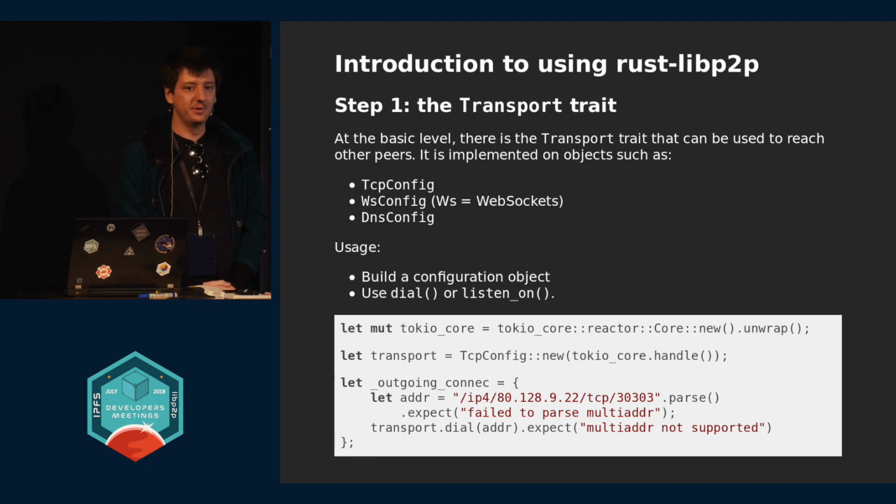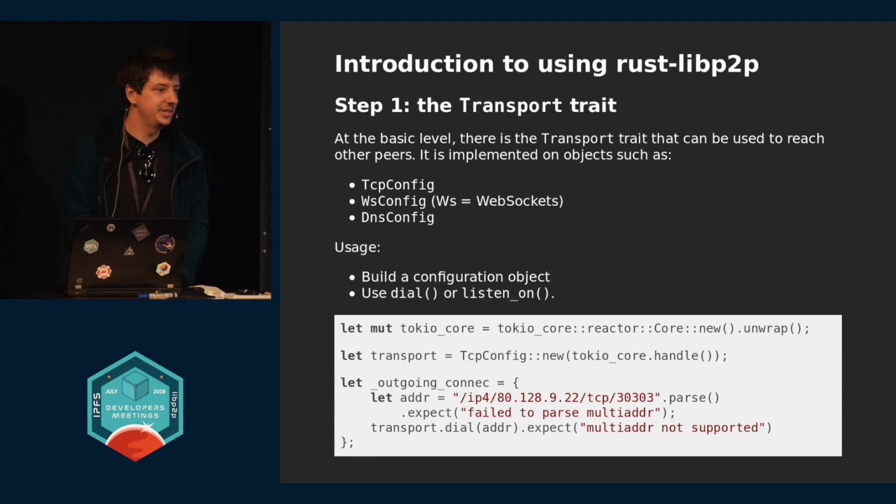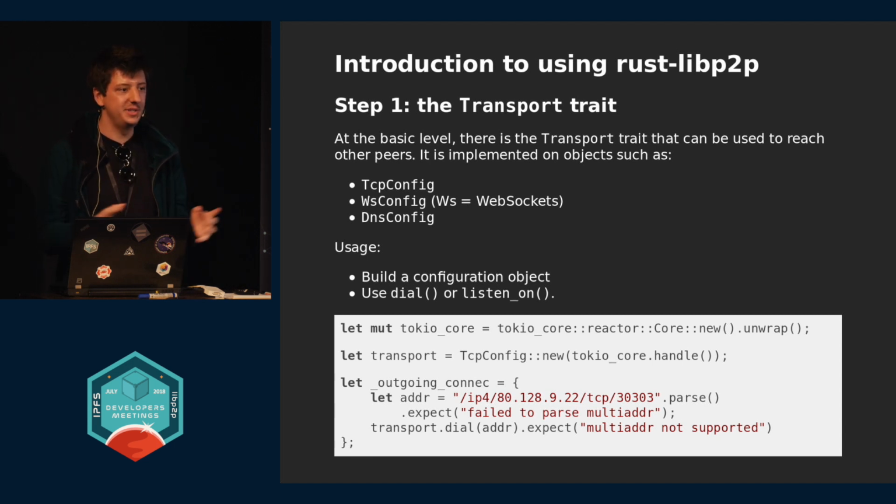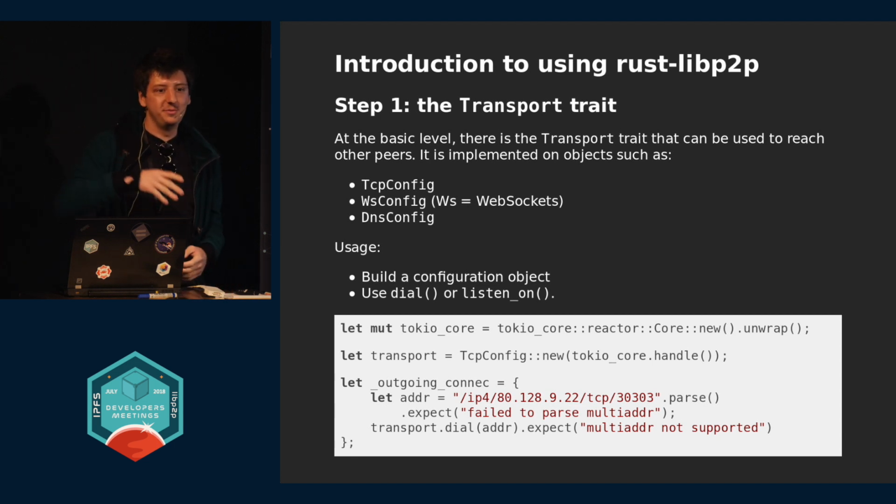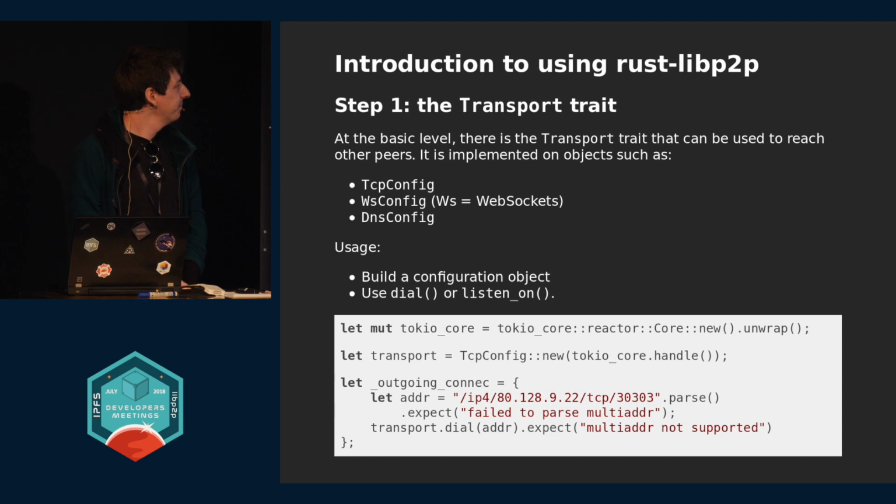So first of all, you have this concept of a transport that also exists in Rust Libp2p, which is in the form of a trait. A trait is similar to an interface in Go, for example. It's implemented on configuration types: TCP/IP config, WebSockets config, DNS config, and so on and so forth. You also have relay config and things like this. Unix config, Bluetooth config, whatever you want. And how you use it, you build this configuration object, and then you call dial or listen_on.